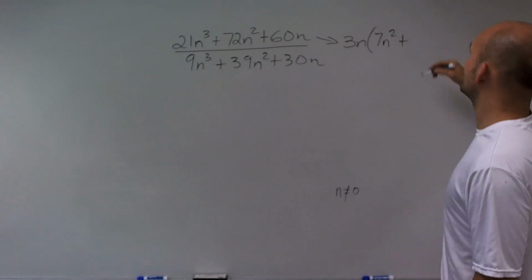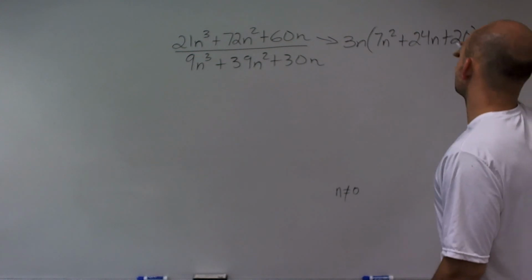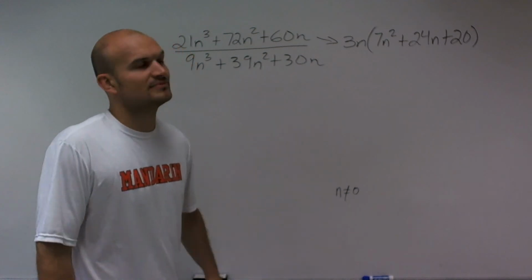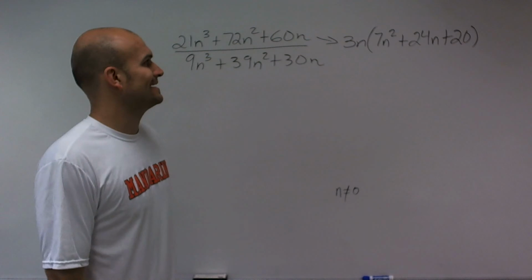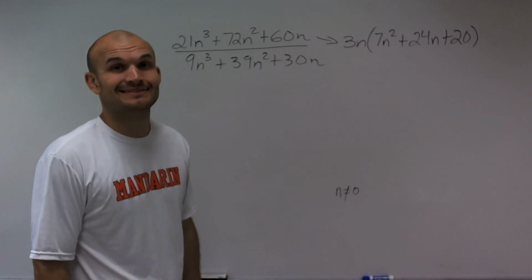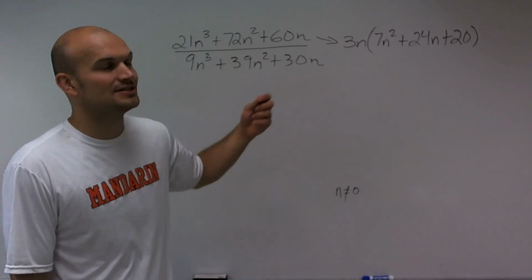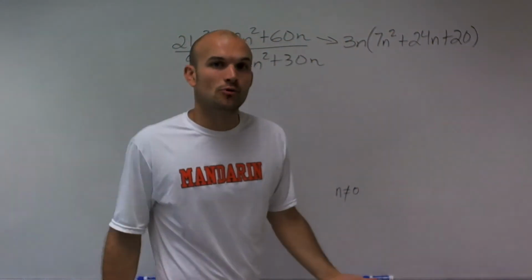plus 24n plus 20. Now you might be looking at this and saying, okay, that's simplified. But can we simplify it even more? And you're like, ooh, I don't know, right? Well, to check that, we can see if it's simplified by using factoring. So how do I factor a trinomial that's in this way?